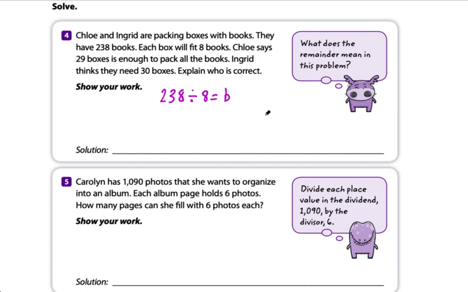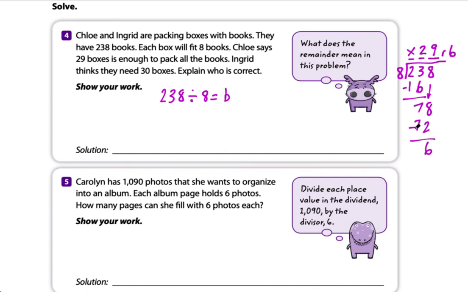I'm going to use the standard algorithm to solve this. I'm just going to do it over here. 238 divided by 8. Can 8 go into 2? Nope, so I'm not going to have an answer in the hundreds place. Can 8 go into 23? Yes, it can go twice. 2 times 8 is 16. I subtract, I get 7. I'm going to bring down the 8. 78 divided by 8, that'd be 9. 9 times 8 is 72. I subtract, I get 6. Nothing else to bring down, so I have a remainder.